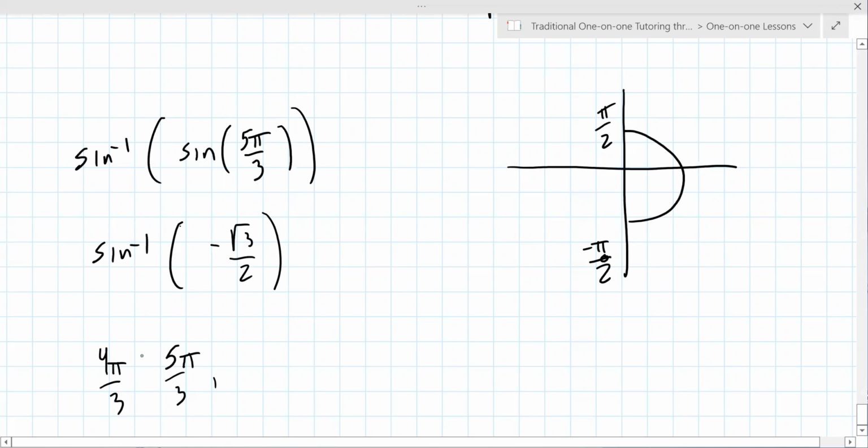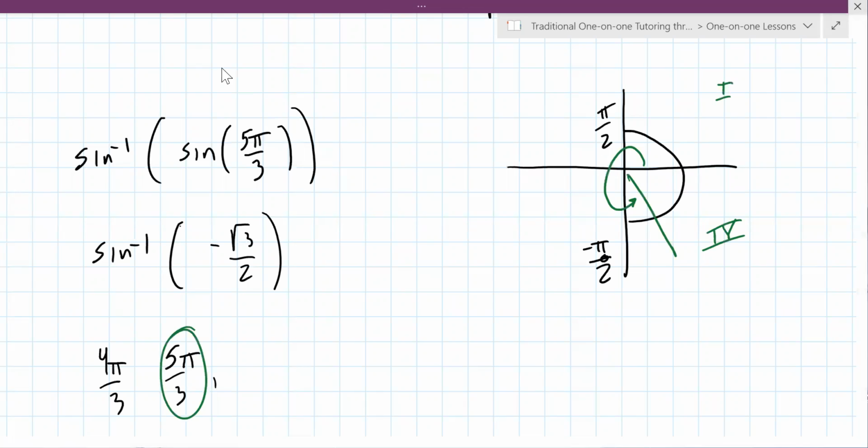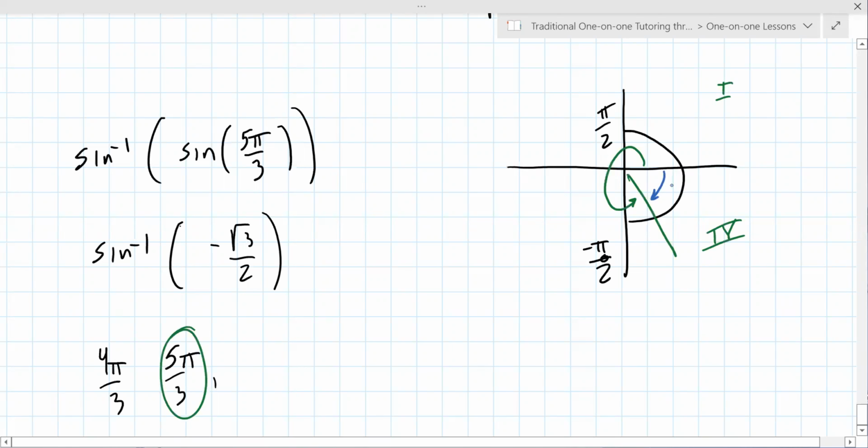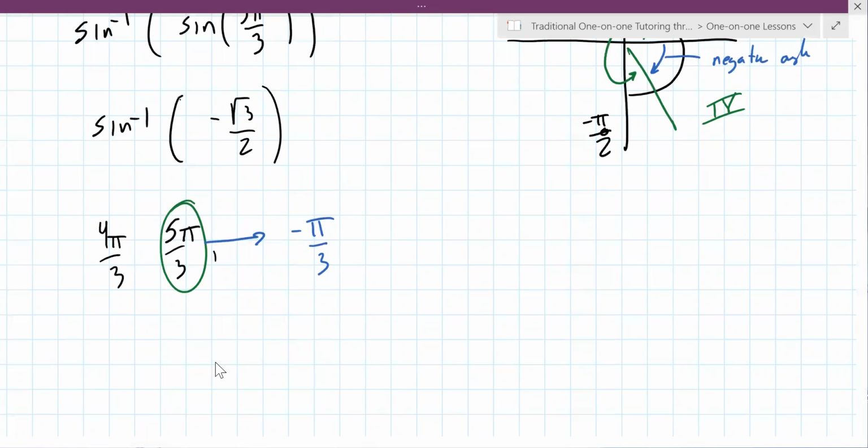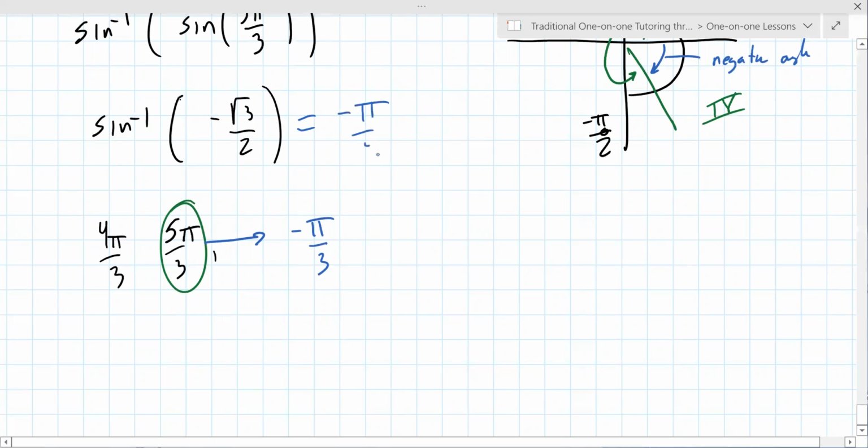Which one? 5 pi over 3. Yes. A better way I should have asked is which one is in quadrant 1 or 4? It's 5 pi over 3, which is there. But we can't go that way. So how do we go the other direction? What's the negative angle to get there? Negative pi over 3. Yes, this converts to negative pi over 3, and that's your answer. That's what they're looking for.